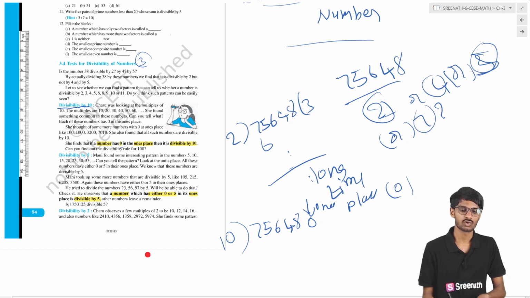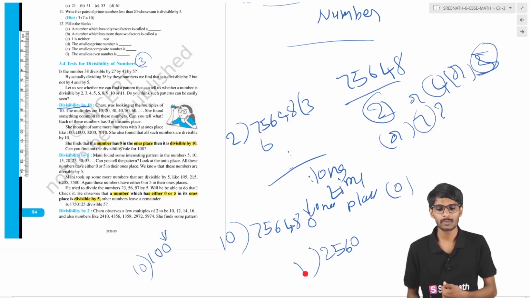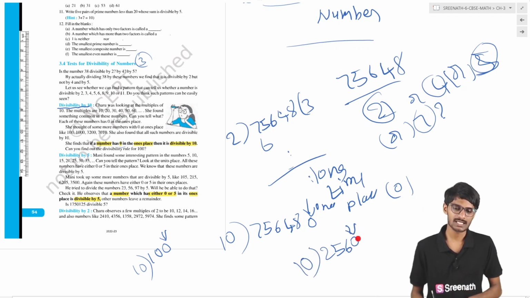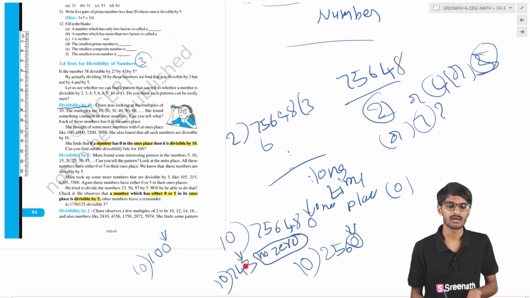Okay, students. So 100, is it divisible by 10? Yes. Why? In the ones place there is 0. I have given you 2560. Is it divisible by 10? Yes, because in the ones place there is 0. I will give 743. Is it divisible by 10? In the ones place there is no 0, so not divisible.